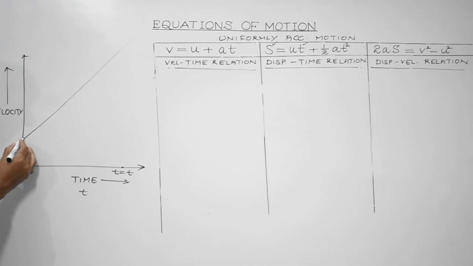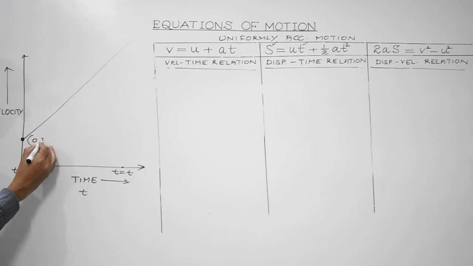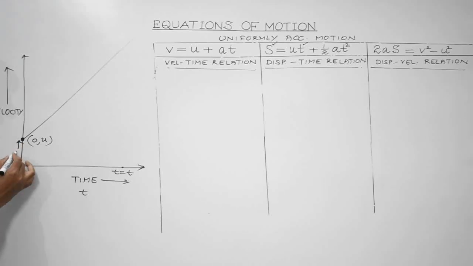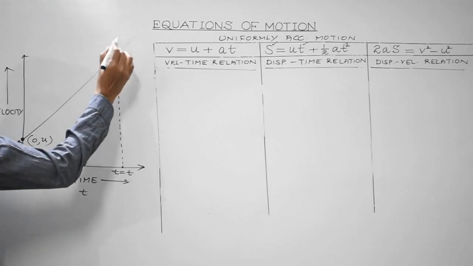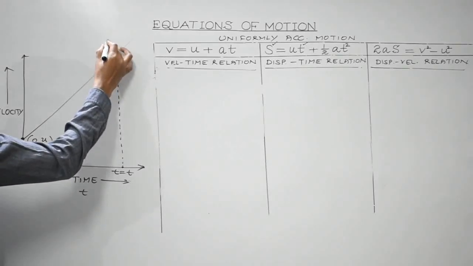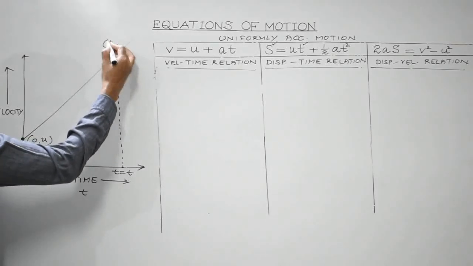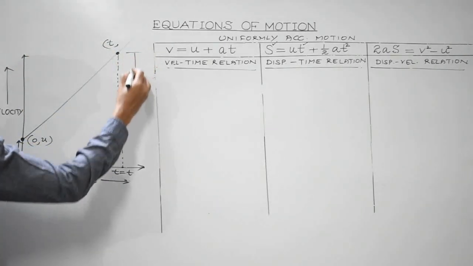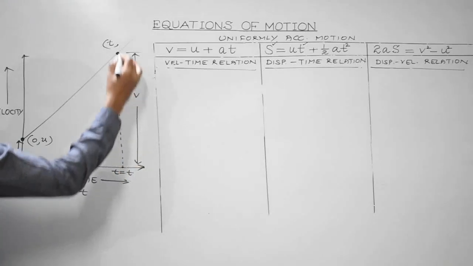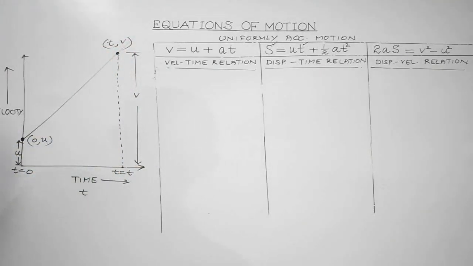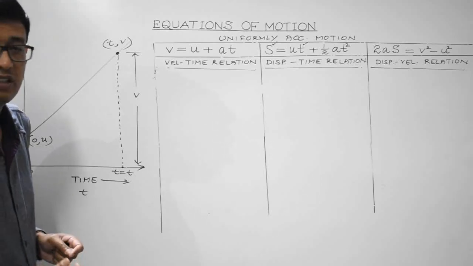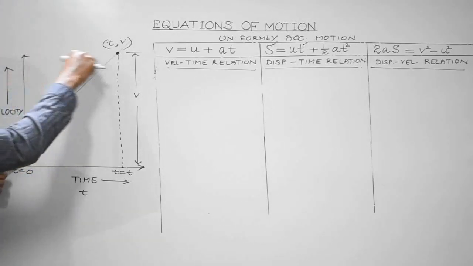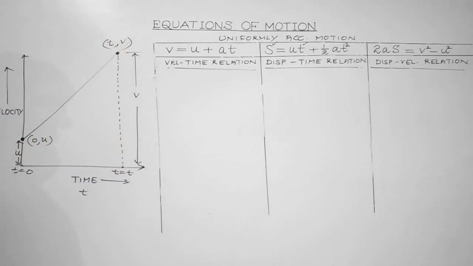So the coordinates over here are 0 and u. u is the initial velocity of the body. After time t, the coordinates of this point would be x coordinate t, y coordinate v, the final velocity. So what I mean to say is that in time t, the velocity has changed from u to v. This one is u, the initial velocity, and this one is the final velocity, which is v.